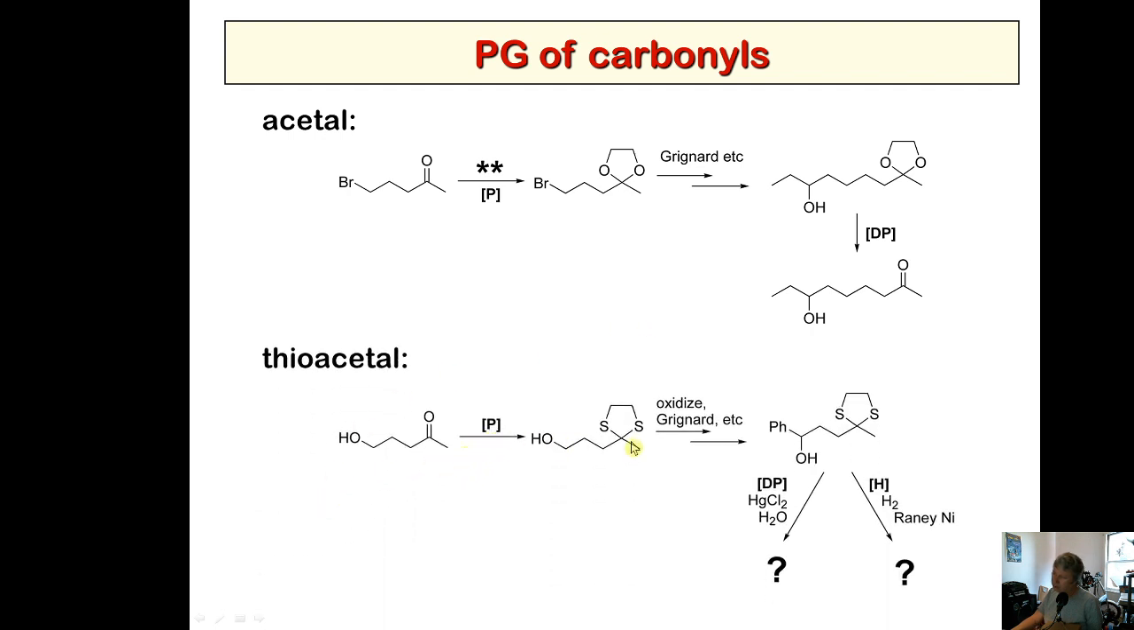Thioacetal, the mechanism of protection is a little weird, and it's not acid based. It uses zinc chloride, right? It's ethane dithiol, zinc chloride, and that's how you put it on. Not a really good mechanism because it's a little weird with the zinc. And then you can oxidize your Grignard, and then once you're done with that, you can oxidize Grignard. What do I mean by oxidize here?